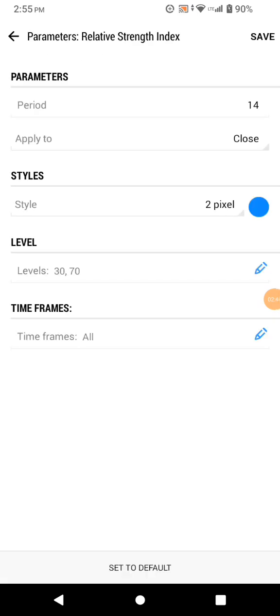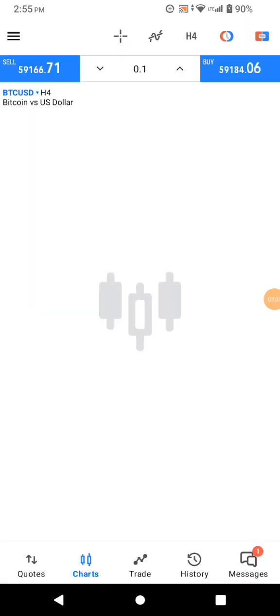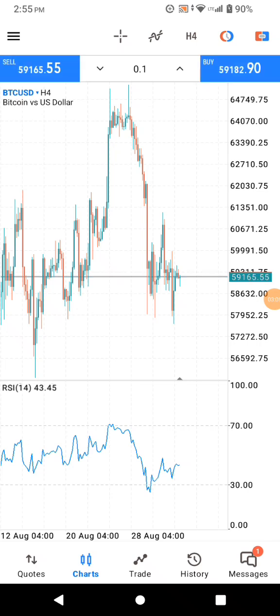RSI, period 14, apply to close. Pixels, you can choose 1, 2, 3, 4, it doesn't matter. So I use 2. Levels 30 and 70. Time frame, just set to default. You can just press set to default. That's what I use. Save. My RSI is here already.